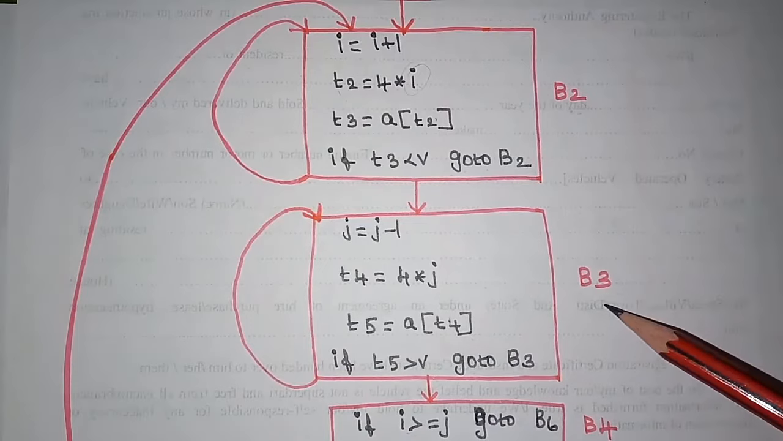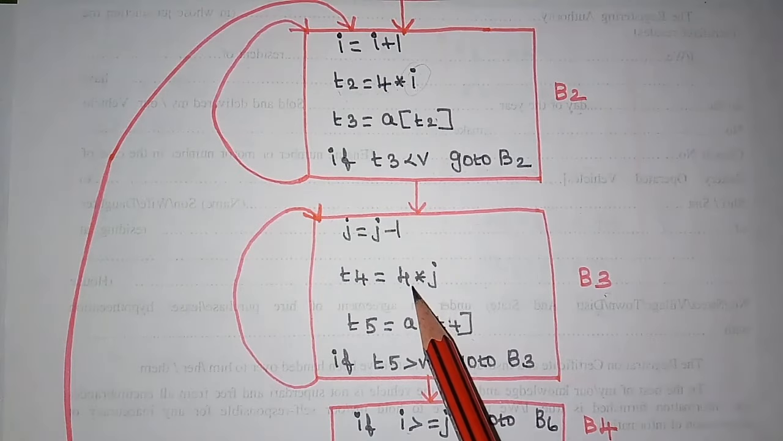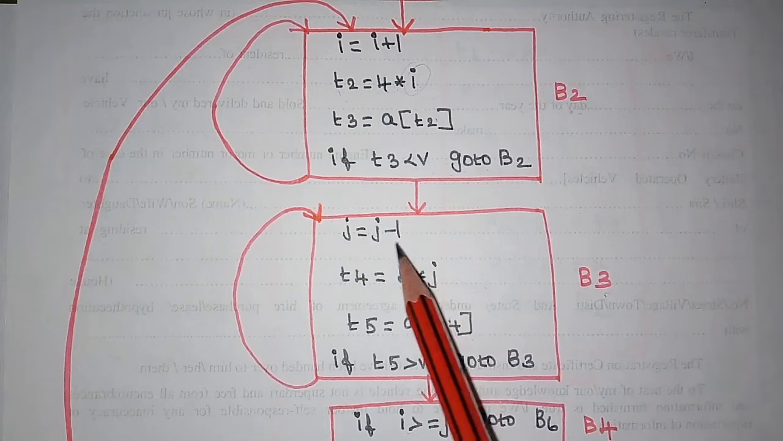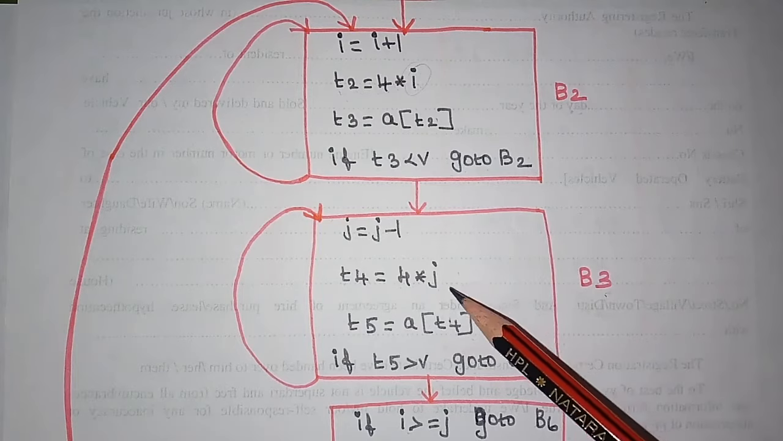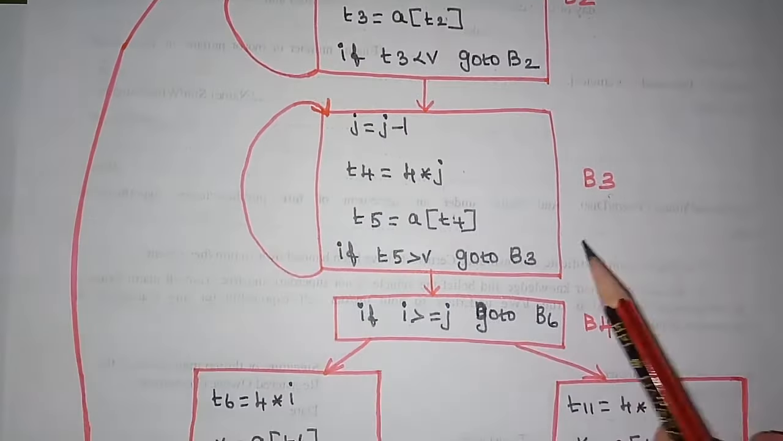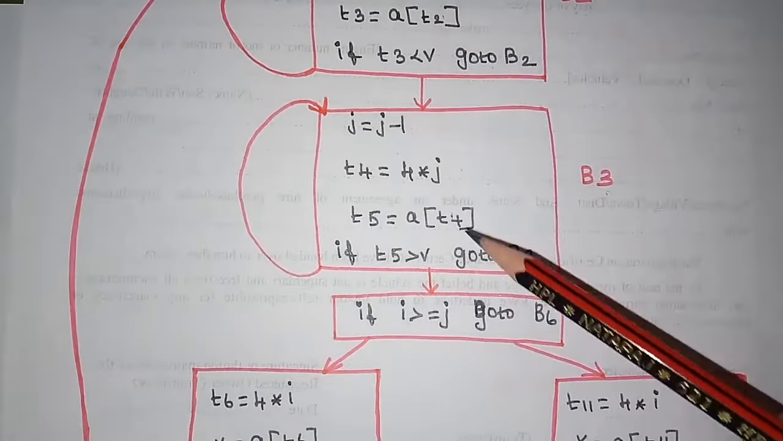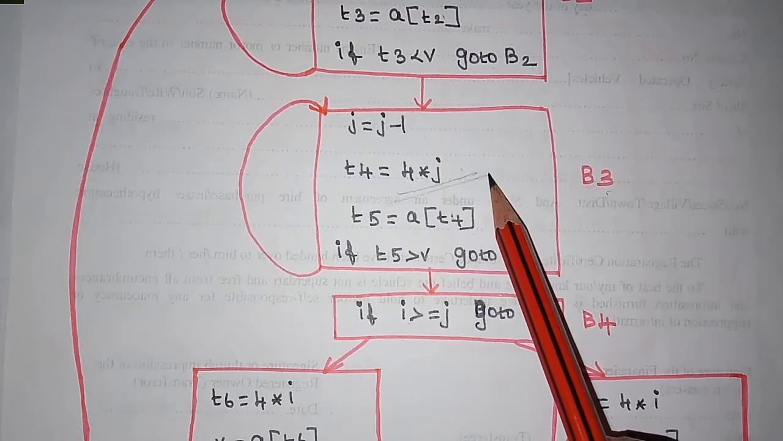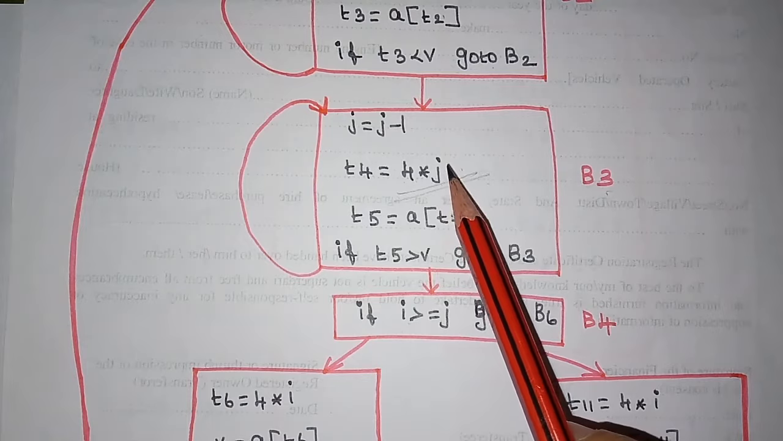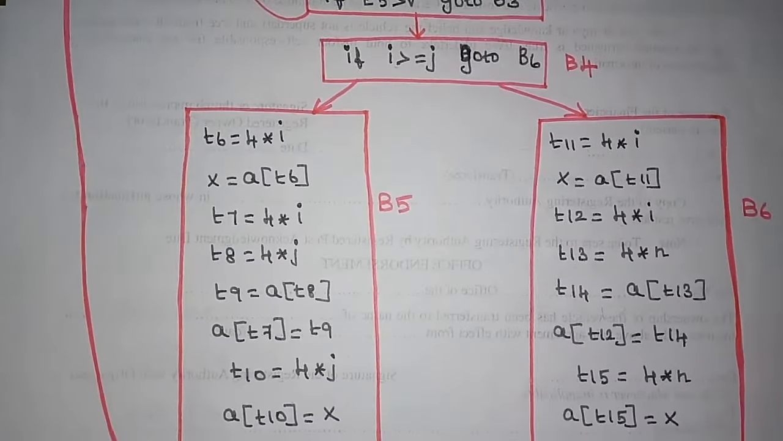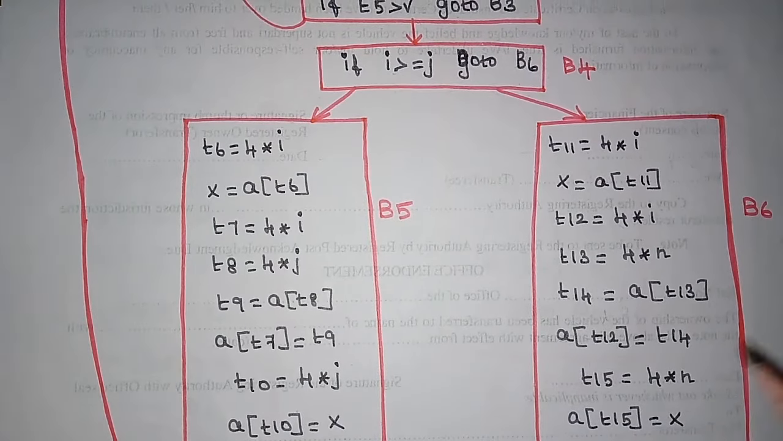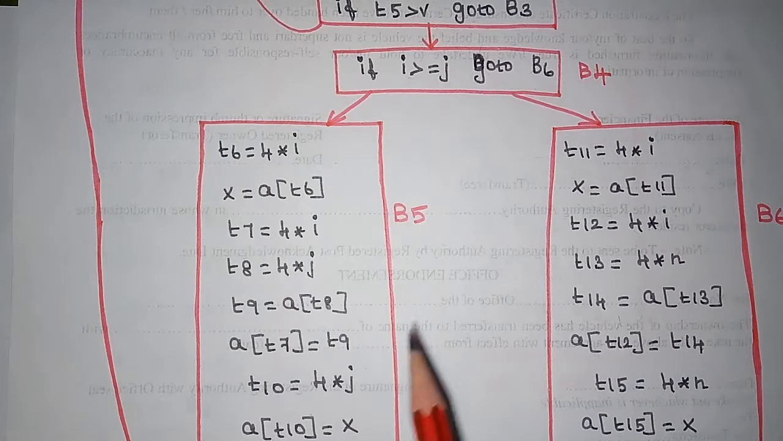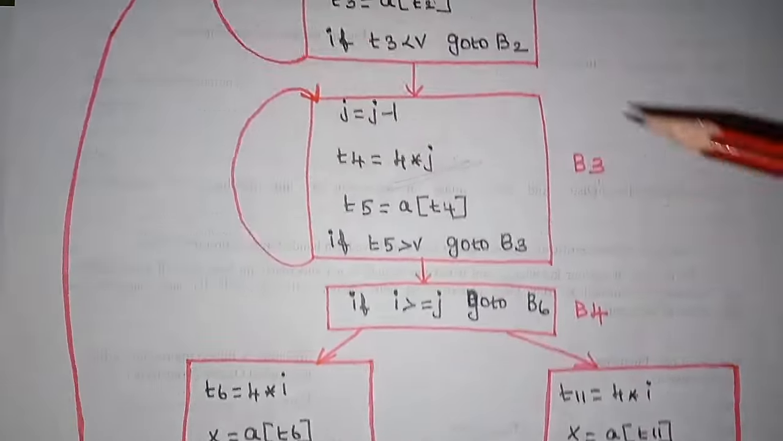In the same way, when you look at B3, here we have 4 star J, which is computing some value, and that value will be assigned to T4. Now after this statement, the value of J is not changing anywhere in any of the blocks. So for that statement also we have redundancies, that is, a common expression inside block 3, block 5 and block 6. So now we can do global optimization here. That is, we are going to eliminate all these redundancies in block 5 and block 6 based on block 2 and block 3.